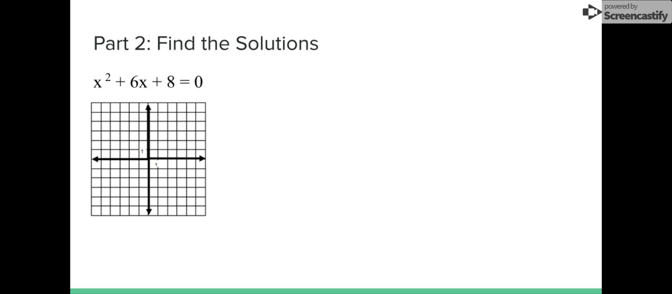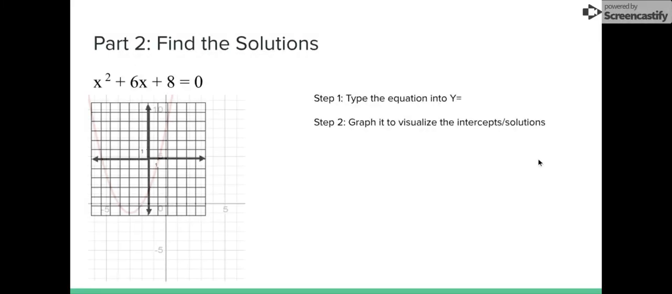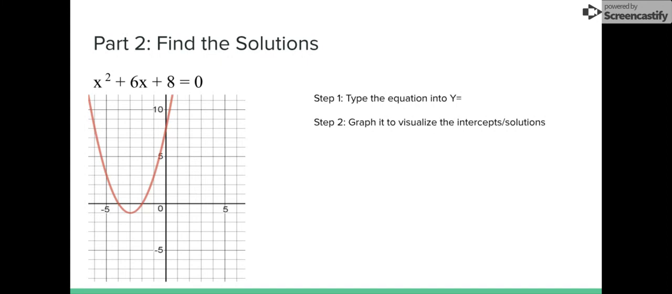With that in hand, we start off with x squared plus 6x plus 8 equals 0. The first thing you want to do is type that equation into y equals on your calculator and press the graph button so you can see visually where those intercepts, where those solutions are. Once you've got that graph in your calculator, it should look something like this. And if you need to pause to get caught up again, please do so. You'll notice that if I look at the graph, I can see roughly where the two intercepts are. This looks like it's right around -2 and -4, give or take.